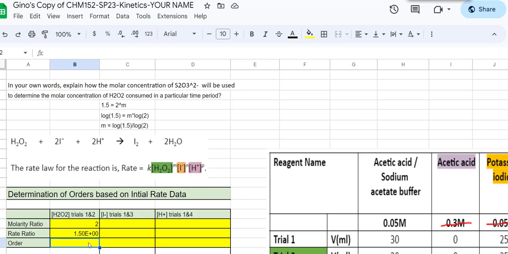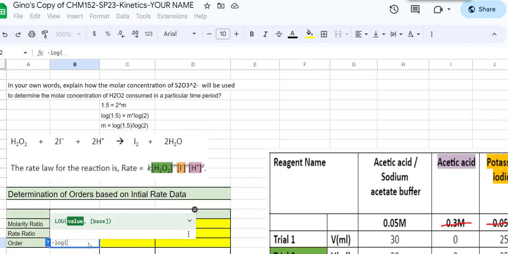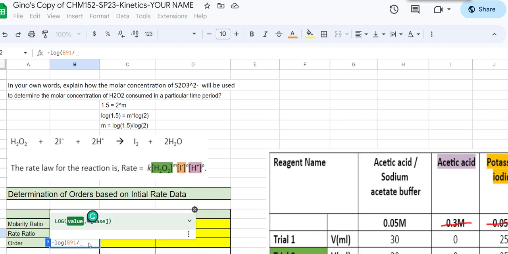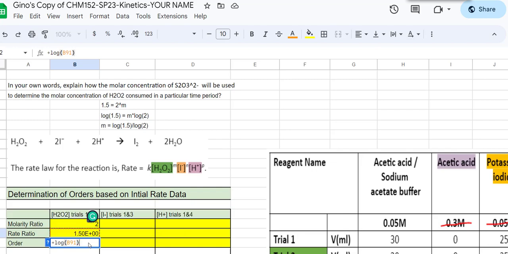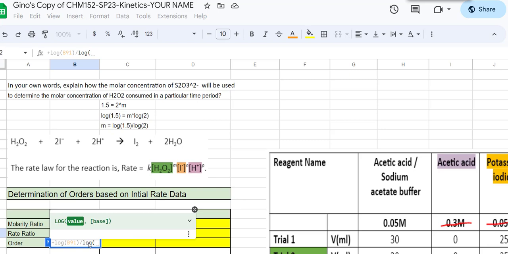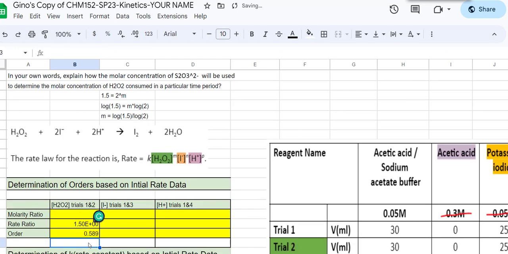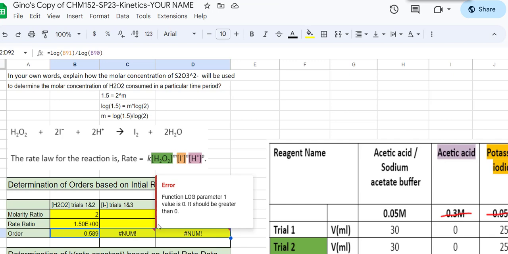but I'm not going to type in those numbers. I'm going to type in just the cell identifiers. So log, because we're going to do this for the other cells. So log of 1.5, which is the rate ratio, divided by, now close the parentheses, then divide by the log of the other one, which is the molarity ratio. Okay, so that's 0.589, and we're going to have to enter values here in order to get some answers, of course.